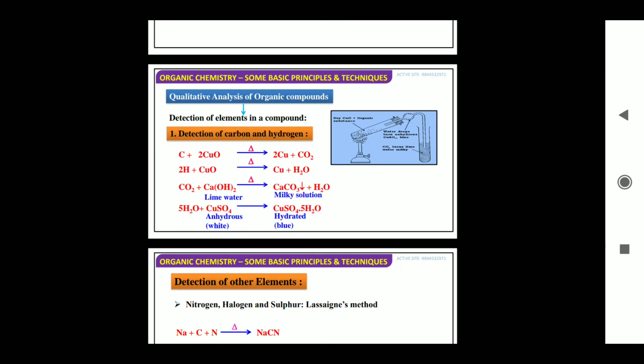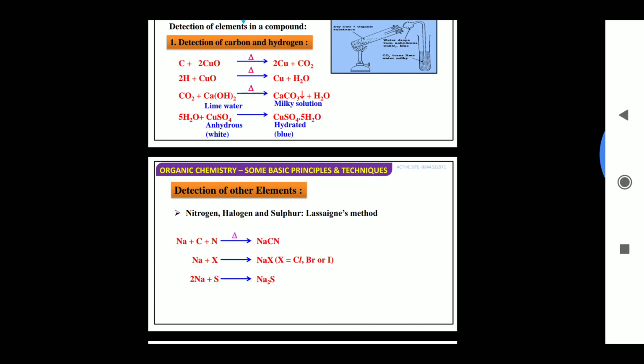The other one is that carbon dioxide, when it reacts with calcium hydroxide, that is slaked lime or lime water, results in the formation of milky solution, that is calcium carbonate gets formed, and water molecule gets liberated out as a byproduct. Another one is copper sulfate. As we all know that anhydrous copper sulfate is white in color. However, when it absorbs moisture from air, it gets converted into blue color, which is known as water of hydration. So hydrated copper sulfate is blue in color. Once again, when we heat the copper sulfate, the color disappears because the water molecule gets liberated out.